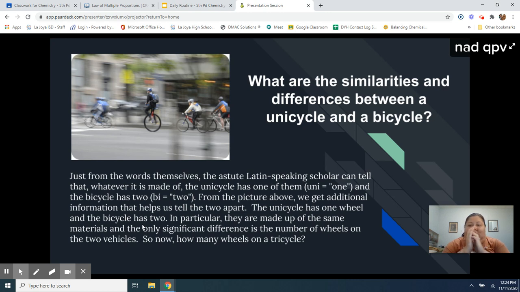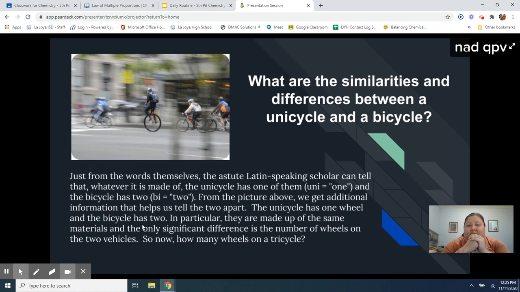All right. Thank you, Miss Alexia. So our introduction is talking about different versions of a bicycle, right? We know that there's a unicycle, a bicycle, and a tricycle. They all have one frame, right? The unicycle, the bicycle, and the tricycle all have a frame where the person sits on it, right?